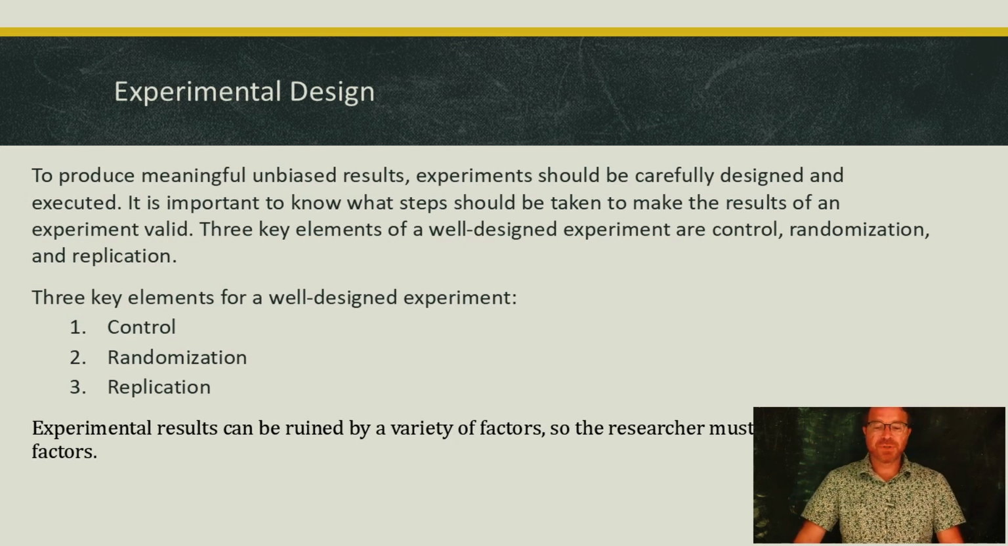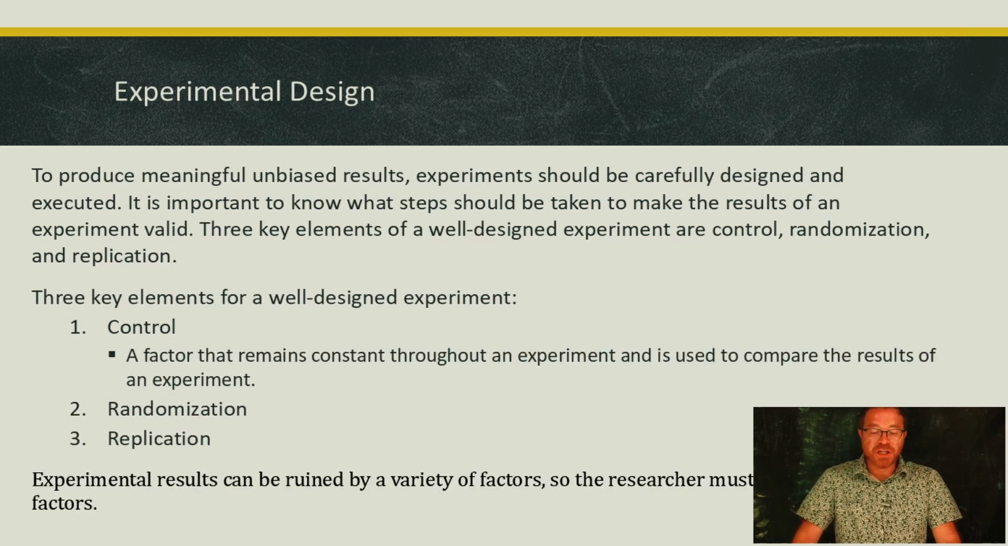So experimental results can be ruined by a variety of factors. So the researcher must control for these influential factors. Now let's talk a little bit about each of these. Control is a factor that remains constant throughout an experiment and is used to compare the results of an experiment. This is our control group.